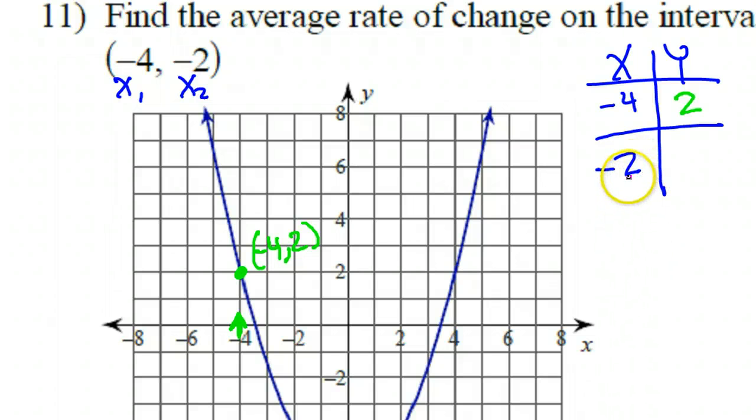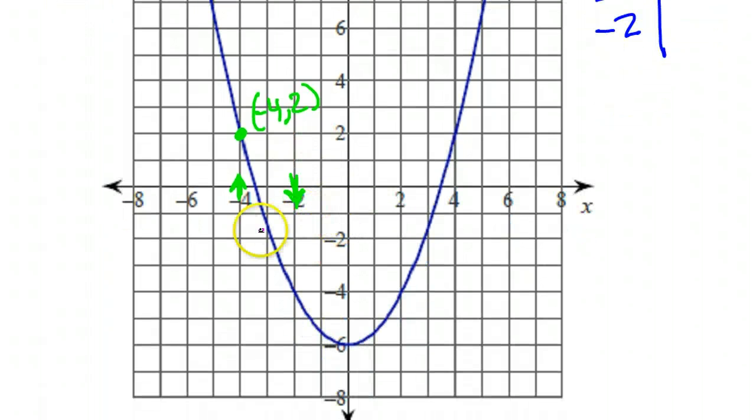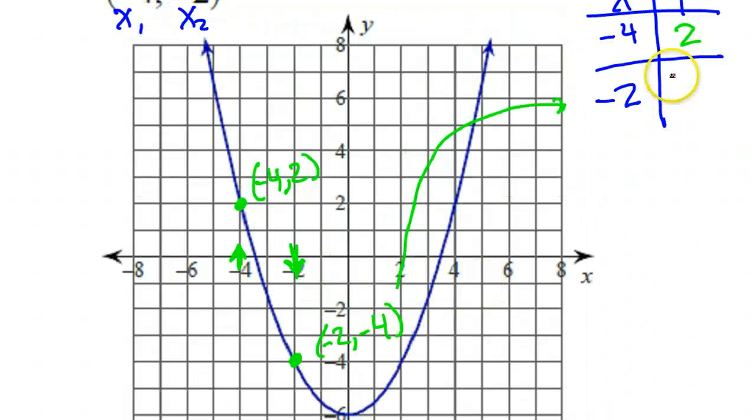Let's get the y value for negative 2. All right, well here I am at an x value of negative 2. I can see that I'm going to have to go down from here to get to the graph. And I look down, down, down, down, down, kabam! Here's where I hit. So this is the point negative 2, comma, negative 4. All right, let's record that. All right, negative 2, negative 4.